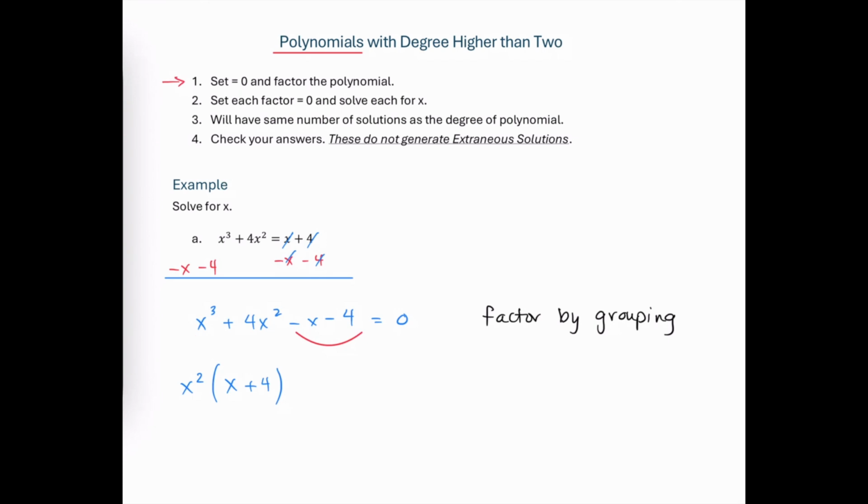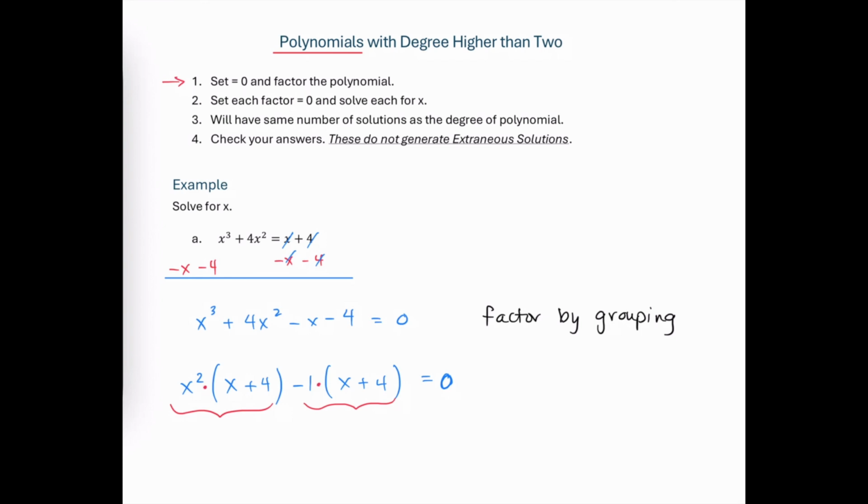Now we're going to look at the second group, and we'll need to factor out a negative 1 to ensure that what remains is going to be the same binomial that was generated from the first grouping. So we'll factor a negative 1 out of the first term to get a positive x that remains, and a negative 1 out of the second term to get a positive 4 that remains, and we're still equal to 0 on the other side.